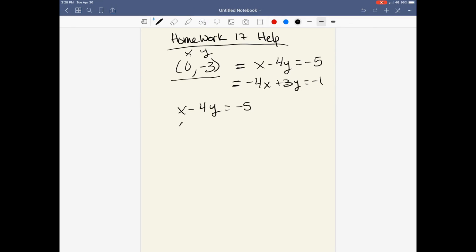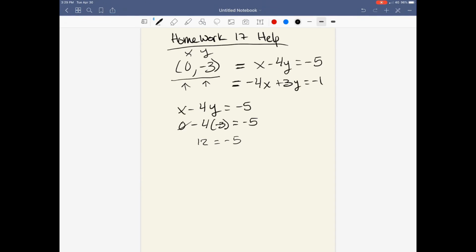So x is 0, y is -3, equals -5. And if you're not sure where I got 0 and -3, I got them from the point right up here. Okay, so 0, get rid of that. So we have -4 times -3, which gives us positive 12. A negative times a negative is a positive, equals -5.